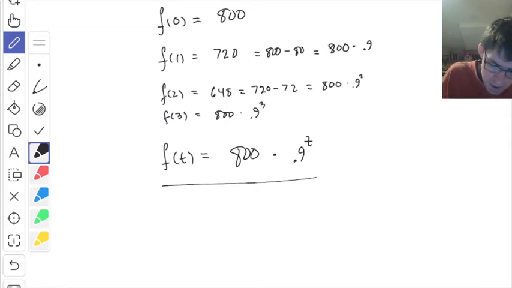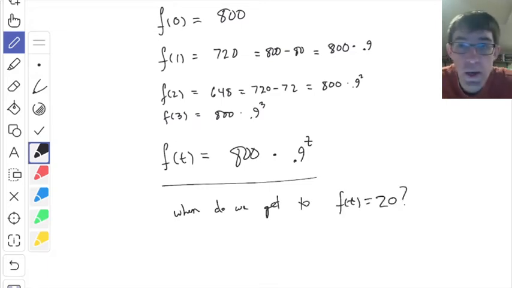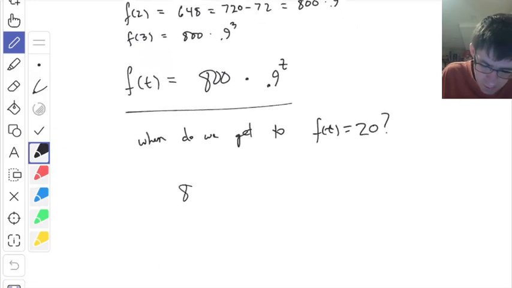So the question is, when do we get to f of t equal 20, right? This was the question. For which t will you actually get the ferritin level down to 20, which is what I said is the healthy level? How do we do that? Well, we just got to solve this thing, set this thing equal to 20, right? 800 times 0.9 to the power t equals 20, and then I want to solve for t.